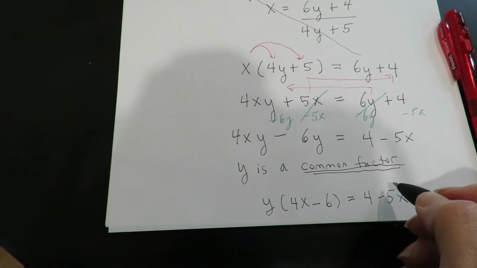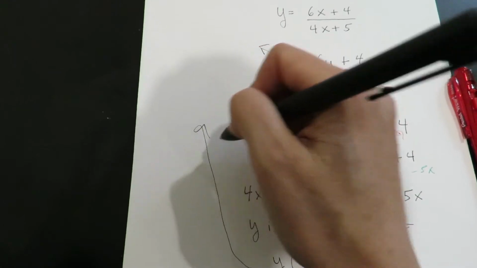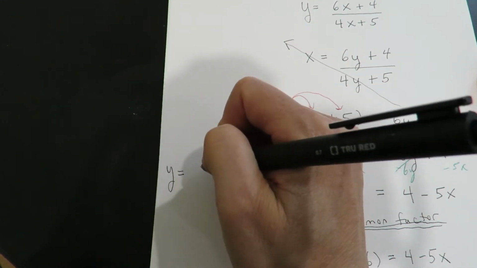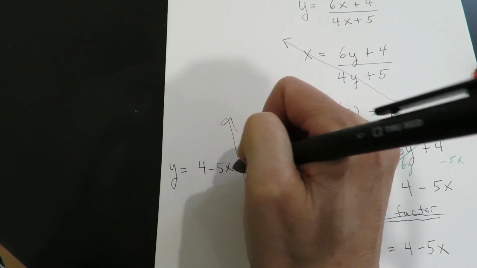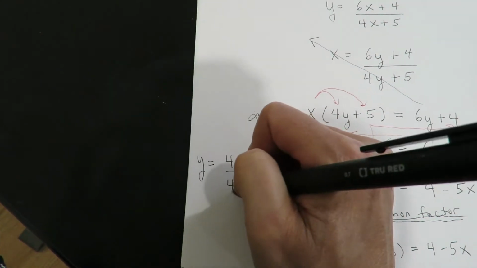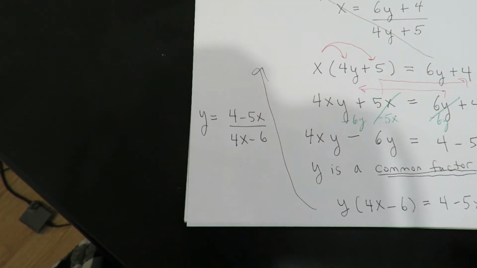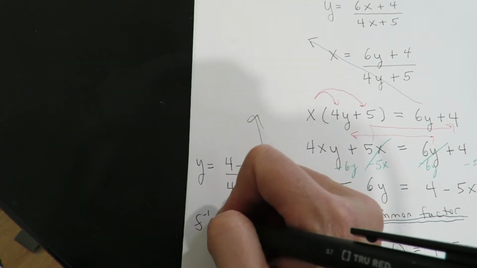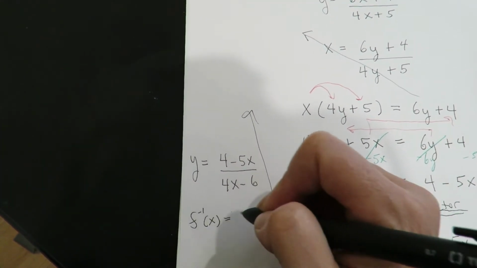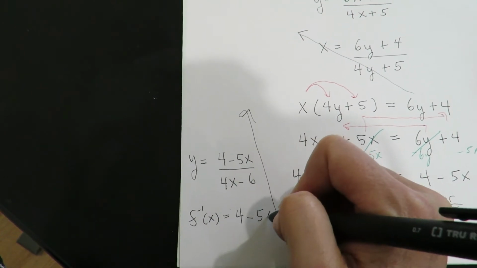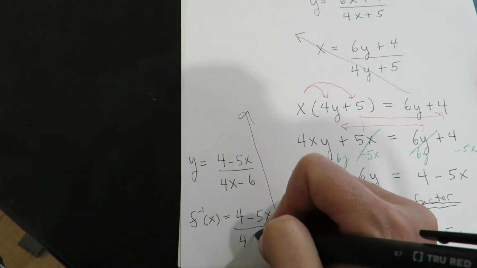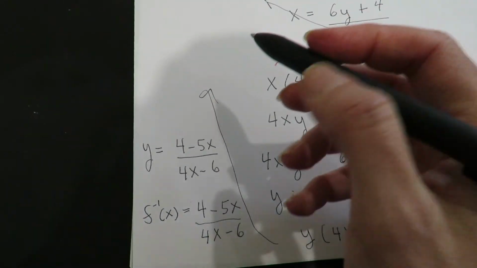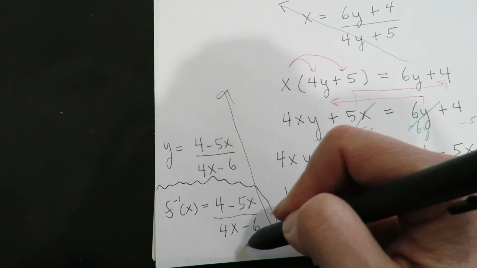And then I'm just going to divide off the 4x minus 6. And in the very last step, please relabel y as the inverse. Okay, yours may be in a slightly different order than mine. That's absolutely fine. Okay, this is the final answer right here.